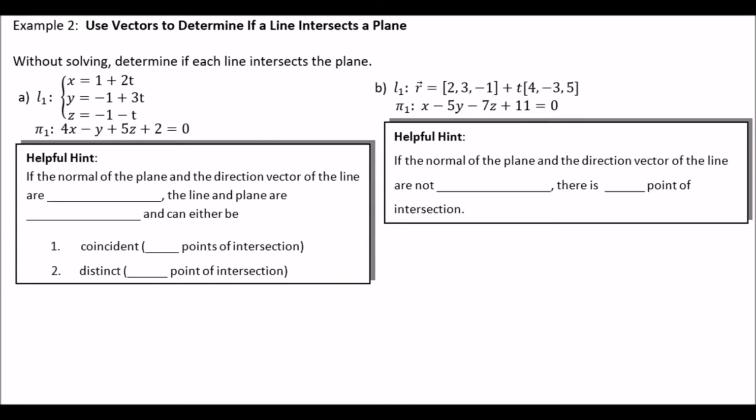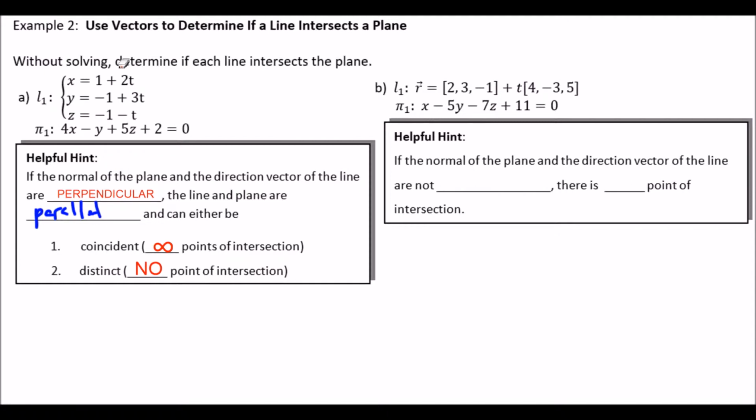Okay, how can I do this without actually solving? So here, without solving, determine if each line intersects. Helpful hint: if the normal of the plane and the direction vector of the line are perpendicular, then because the normal is perpendicular to the plane and the direction vector is parallel to the plane, that means the line and plane must be parallel. And there can be two options here. They can either be coincident, which means there are infinite points of intersection and the line is on the plane, or distinct, which means there is no point of intersection and they are separate.